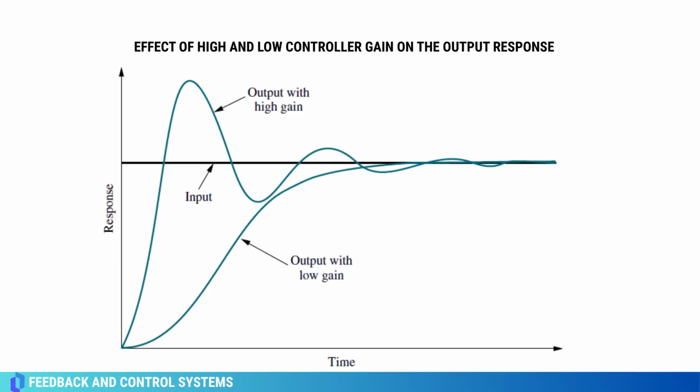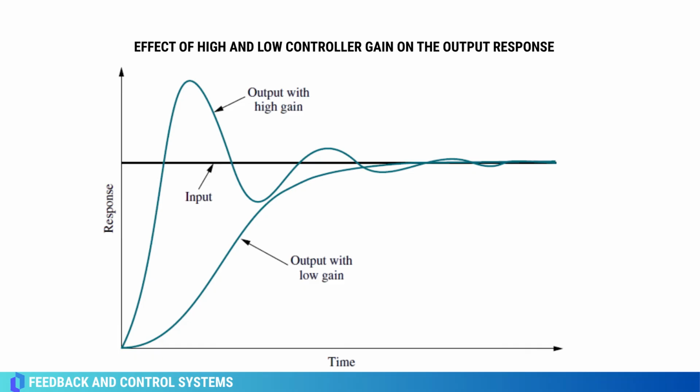Kindly refer to the given figure. This is the effect of a high and low controller gain on the output response. The possibility exists for a transient response that consists of damped oscillation, that is, a sinusoidal response whose amplitude diminishes with time about the steady state value if the gain is high. The responses for low gain and high gain are shown. Typically, the steady state error decreases with an increase in gain and increases with a decrease in gain.